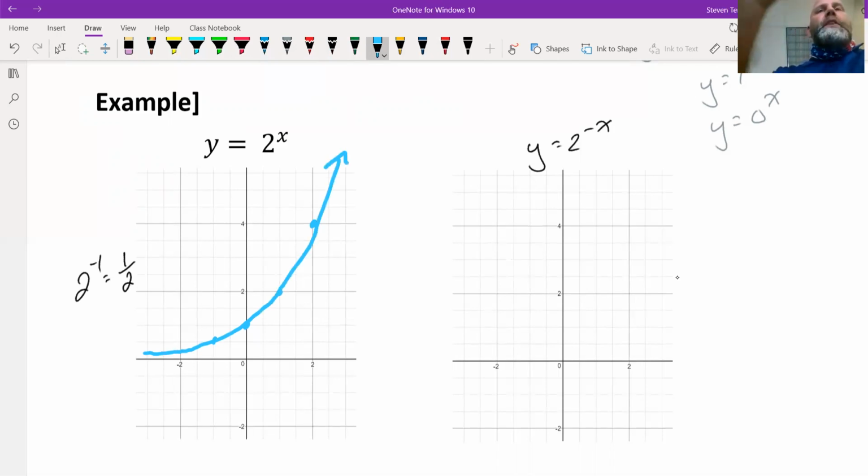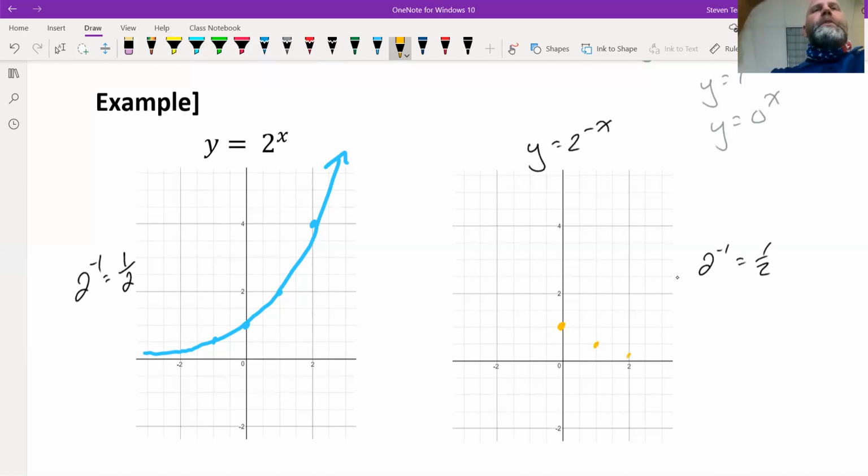Okay, well, if I graph the next one, 2 to the negative x, if I plug a 0 in, you get 2 to the 0, which is 1. If I plug a 1 in, it's 2 to the negative first, and again, that's your 1/2. If I plug a 2 in there, it's going to be a 1/4.